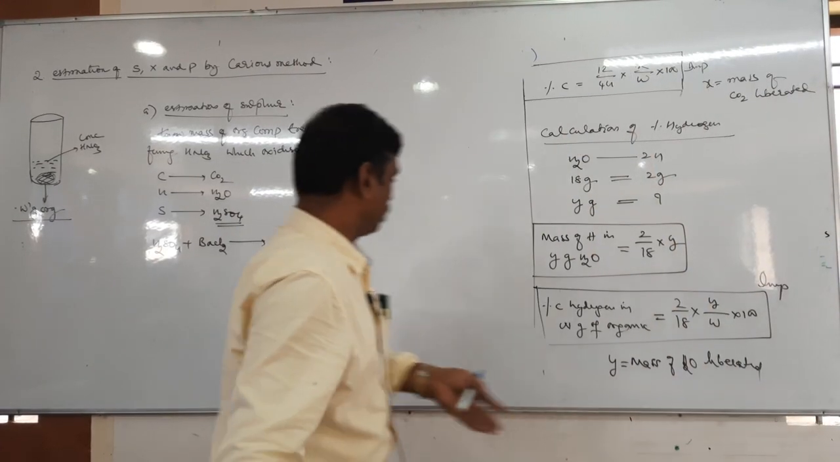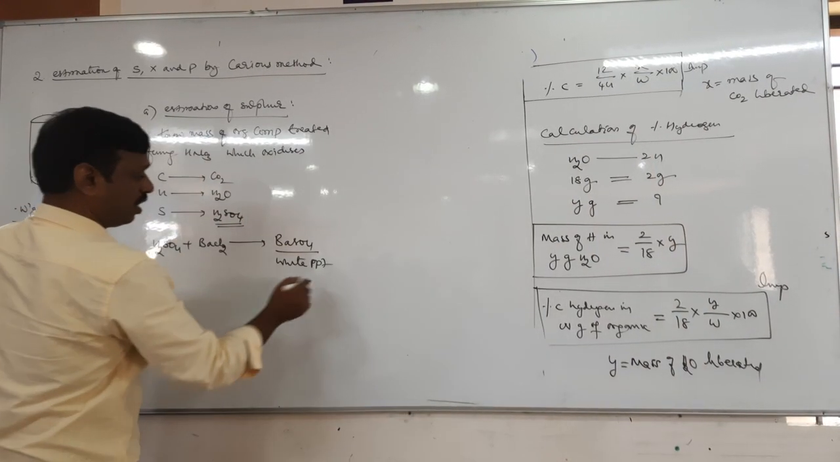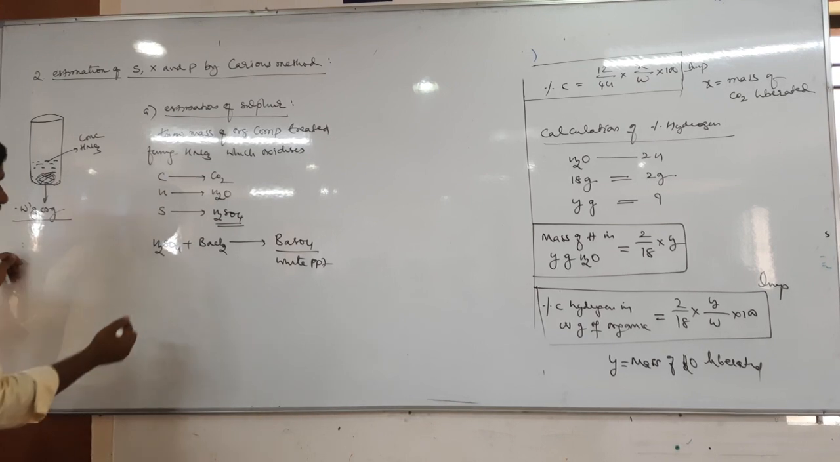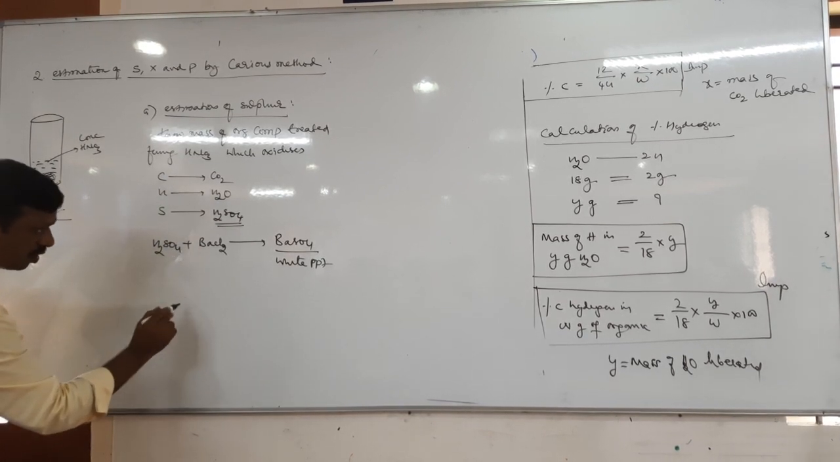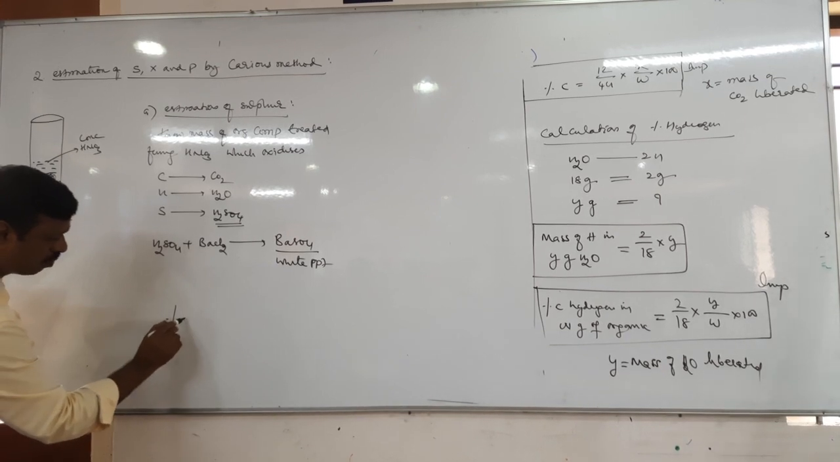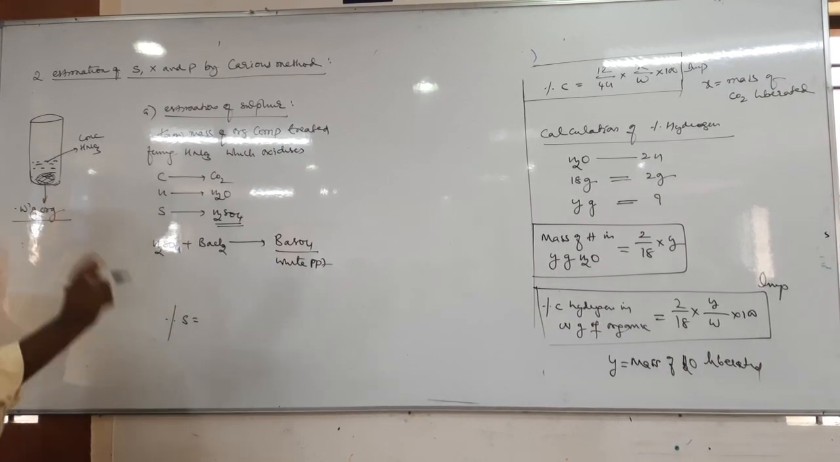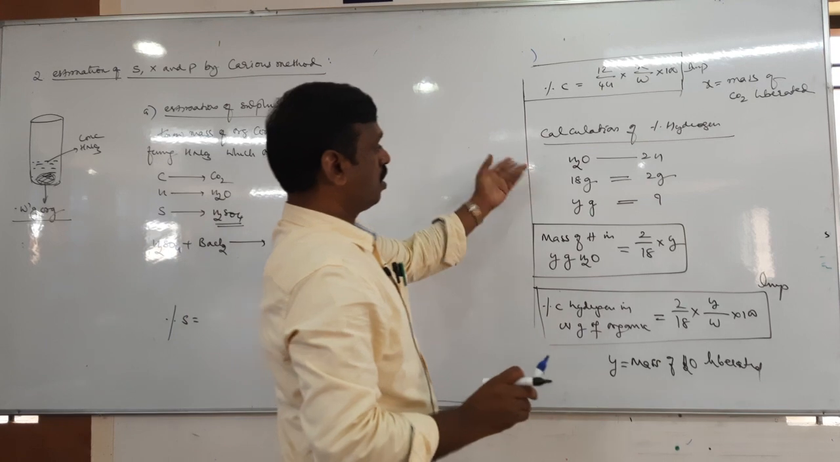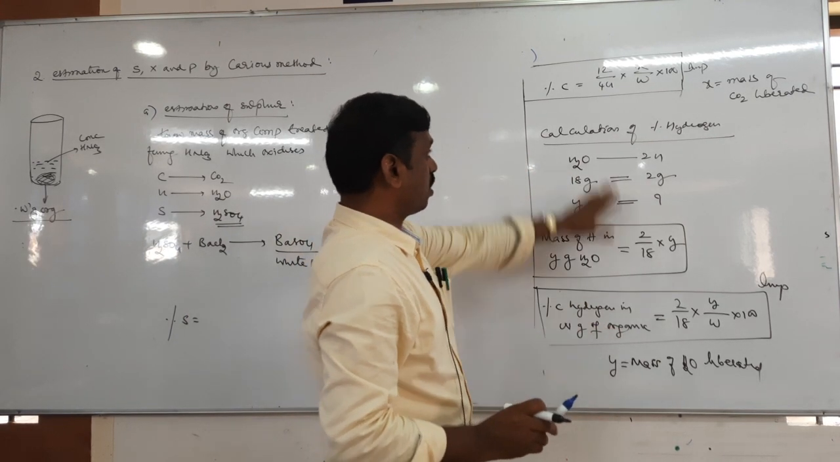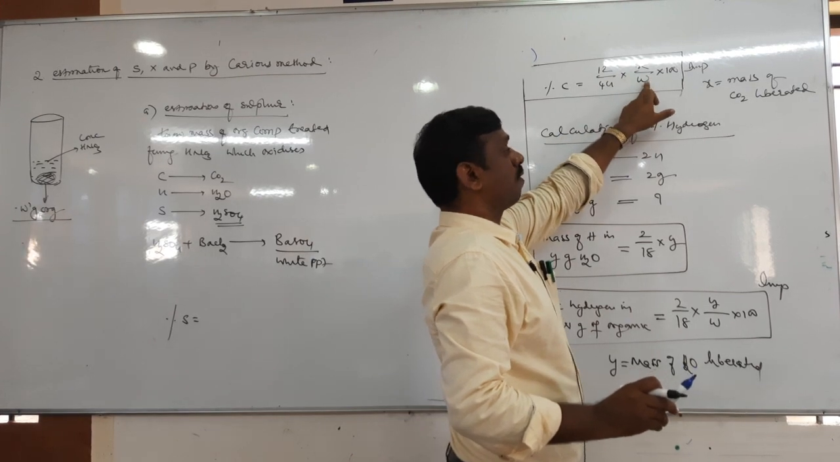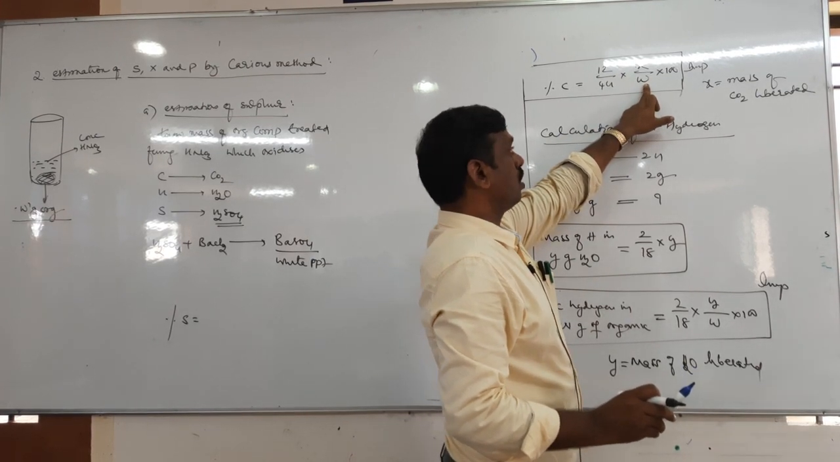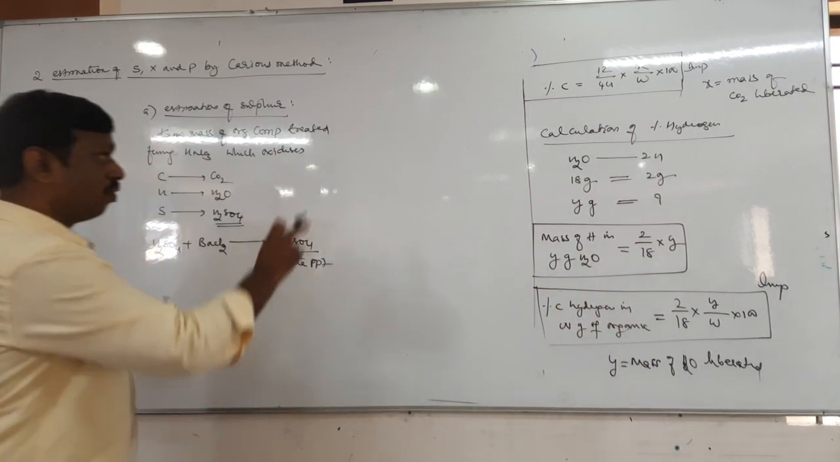Now the calculation of sulfur: percentage of sulfur equals, see like this. Here, for carbon, it was 12 by 44 into x by W. Now tell me, what is the 12 there?